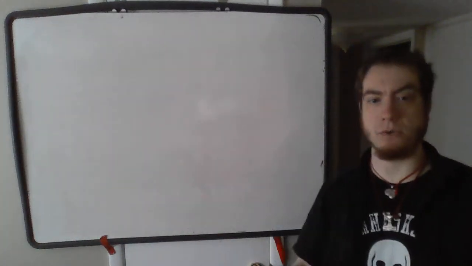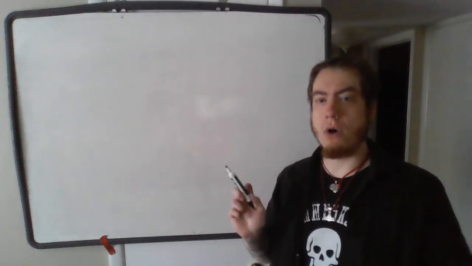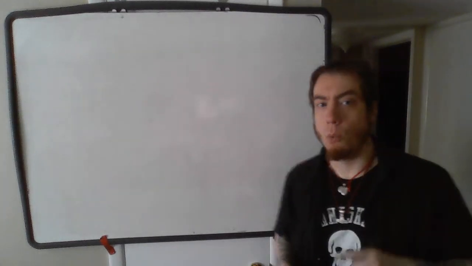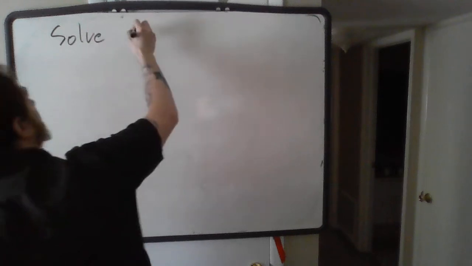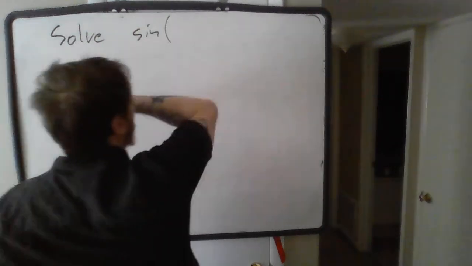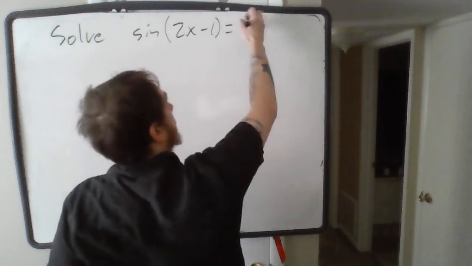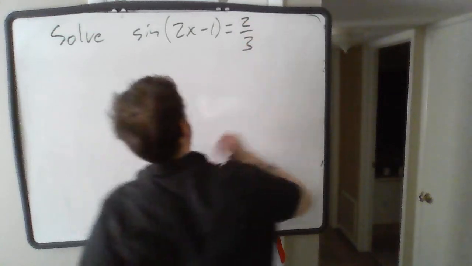Now, we've looked at some of the basic problems that you can deal with when solving equations involving trig functions. I would like to now take a look at a slightly more complicated situation. What do you do when you're dealing with this kind of situation? Let's say that we want to solve sine of, let's say, 2x minus 1 equals 2/3.